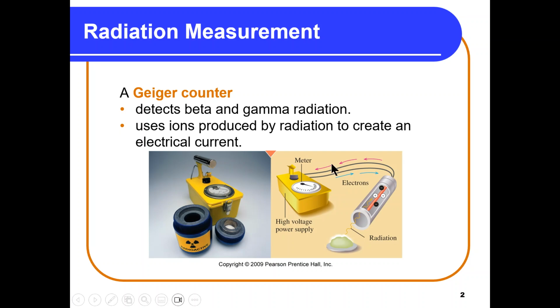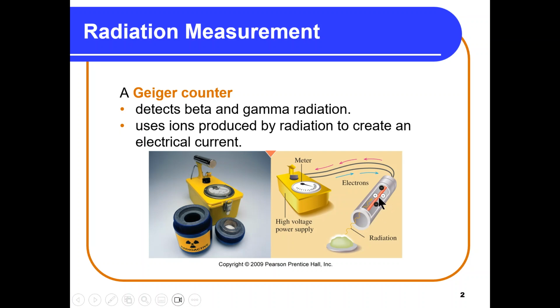What you're looking at here is an actual Geiger counter, and this here is a schematic representation of what it looks like. Basically, you point this cylindrical object at the radioactive material, and the energy and the particles emitted from the radioactive material enter through this window here. It ionizes a gas inside here.